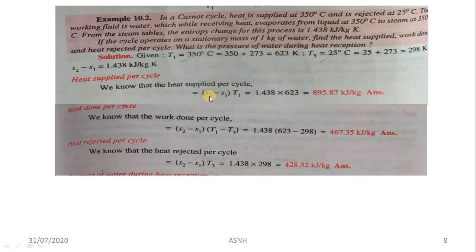So I just put the values. S2 minus S1 is already mentioned here, that is 1.438, and T1 is already given in Kelvin, 623. I put the values here, and I get the answer of the heat supplied in kilojoule per kg. Similarly, the work done is calculated using the formula heat supplied minus heat rejected. Heat supplied minus heat rejected is nothing but work done.